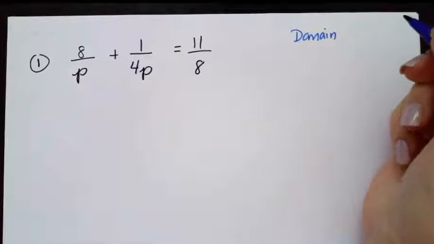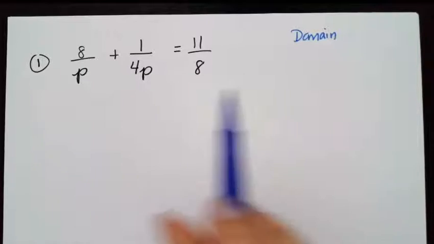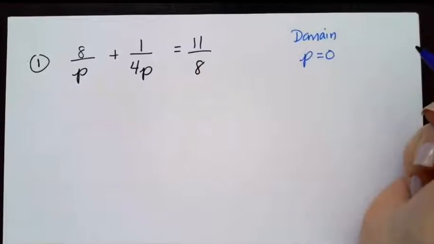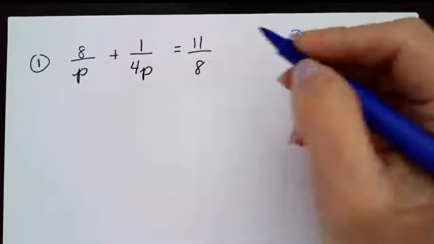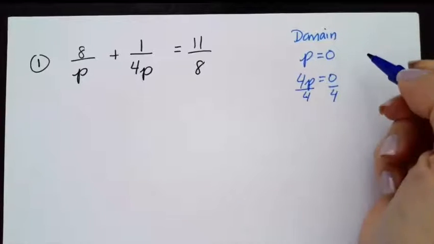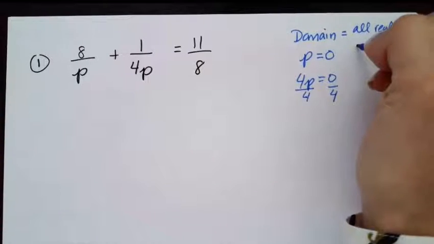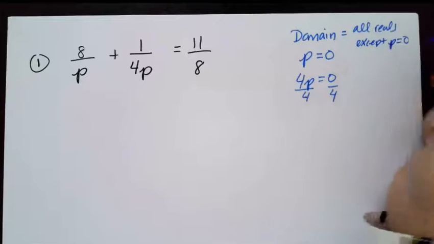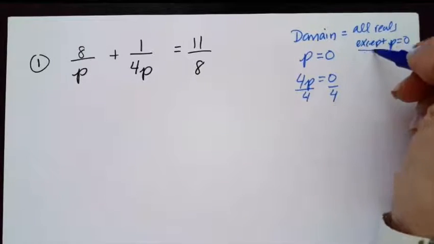The domain excludes any values that make any of the expressions undefined. So look at each denominator that has a variable and set it equal to 0 to see what value that would give you. So p equals 0 is one value that makes this undefined. If 4p is equal to 0, if I solve this for p, I'm still going to get p equals 0. So your domain is all reals except p equals 0. So any value that we get for p should be okay except for p equals 0. There are lots of different ways to write the domain, but for us we're just writing a little note for ourselves that we can get any solution except p equals 0, which is no good.